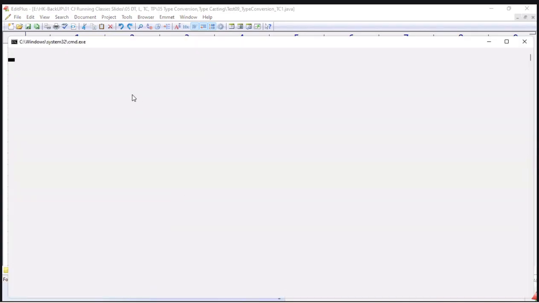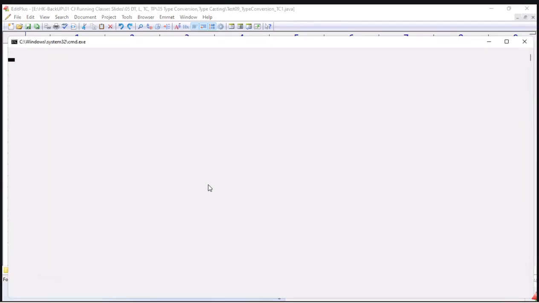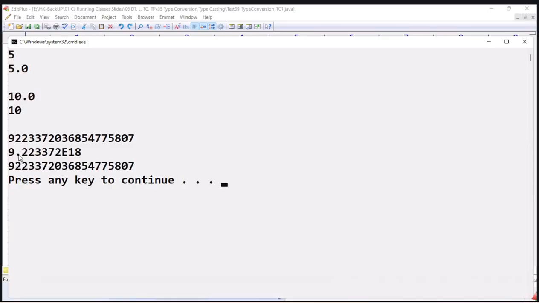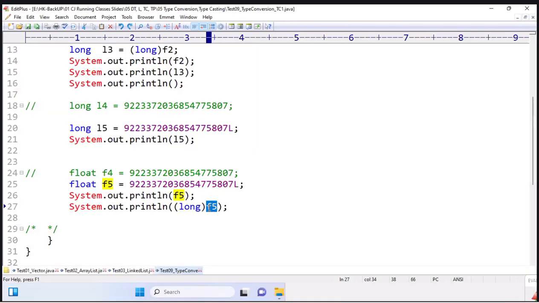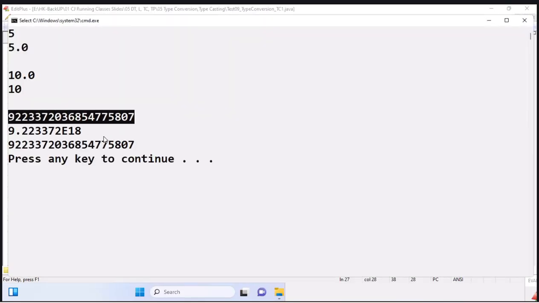Any error? No error. It is accepted because float memory size is 4 bytes, but this large number is stored in the float in an exponential format. If I print the float, this number is not printed as it is; it prints as 9.223 e power 18, in exponential format. But when you typecast that number to the long type, again the original value we are getting back.